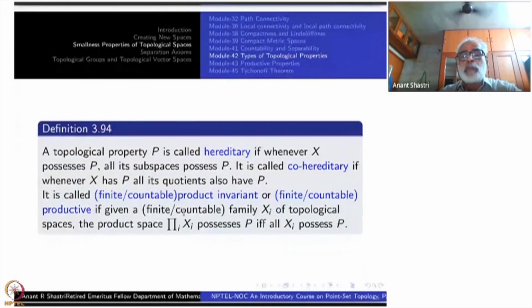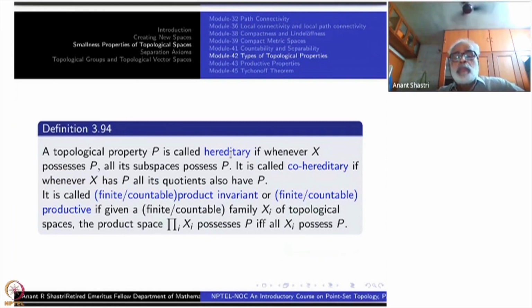So let us tentatively make a few definitions. If we need more and more definitions or need to modify these definitions, we can keep doing that. The first property is hereditariness. A property P is called hereditary if whenever X possesses it, all subspaces should possess the same property. It will be co-hereditary if whenever X possesses it, all quotients of X should possess it.